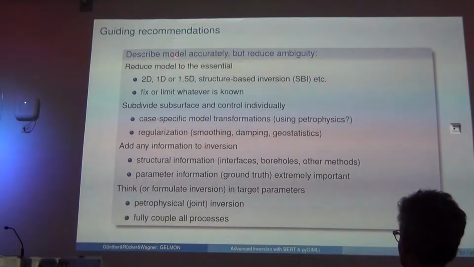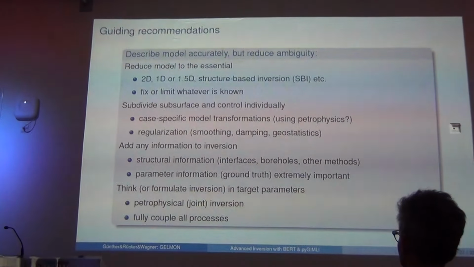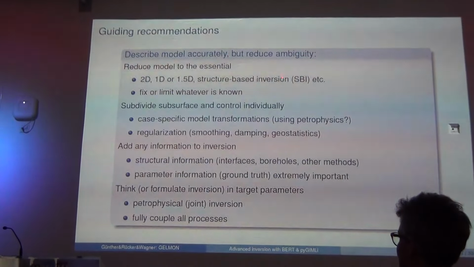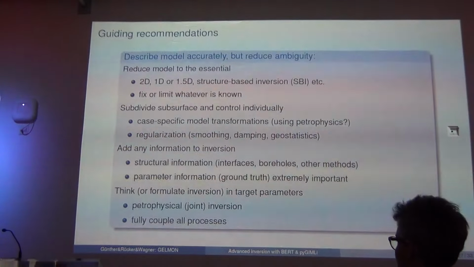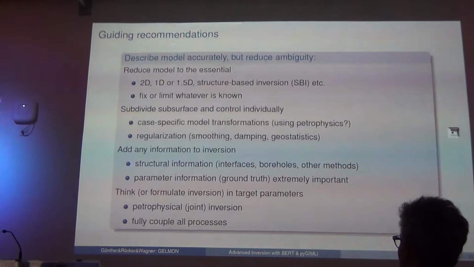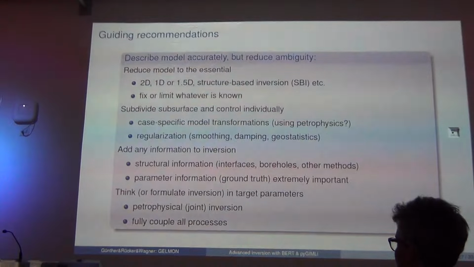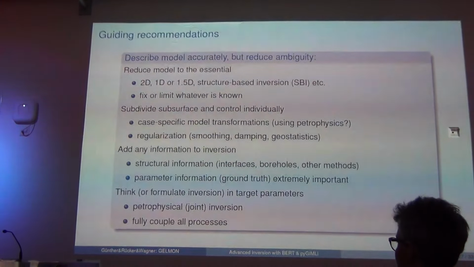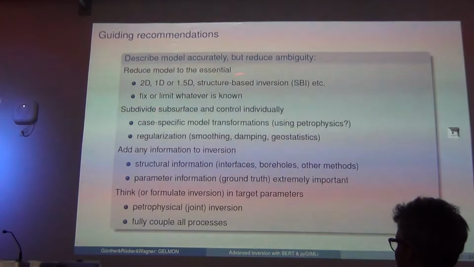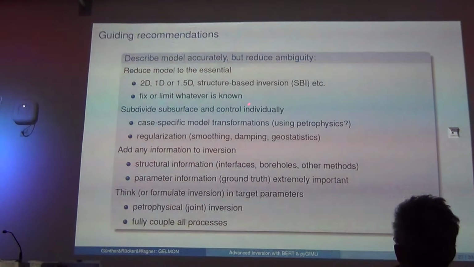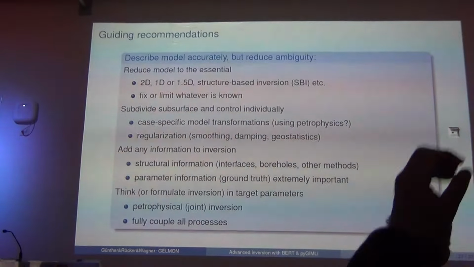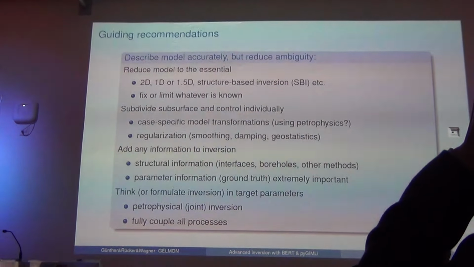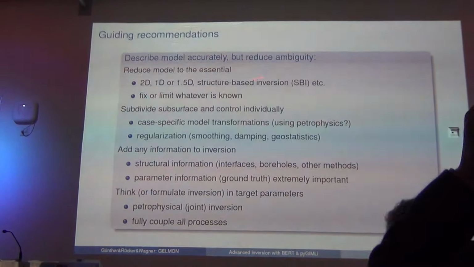So try to describe your model as accurately as possible. When you have extended electrodes, model them extended, so if 3D, model 3D. But try to reduce your ambiguity. We always have it, and usually the last choice is a smoothness constraint, because you don't know much better. But we can do more. We can reduce our model to the essential. Maybe sometimes it's 2D, 1D, 1.5D, or something like this.